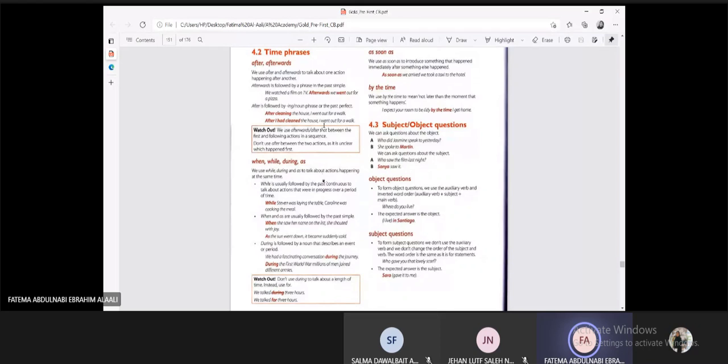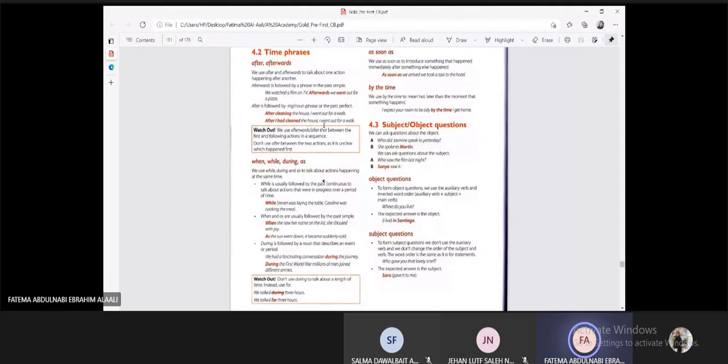After is followed by an ing form, or a noun phrase, or the past perfect, like after cleaning. If you study the rule of verb patterns, you know that after is a preposition, and after prepositions the verb becomes an ing form, which makes it easier. After cleaning the house, I went out for a walk. And after I had cleaned the house, I went out for a walk. It's followed by the past perfect.